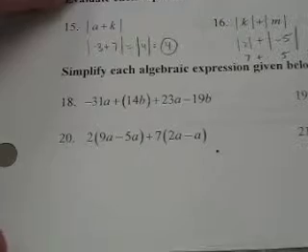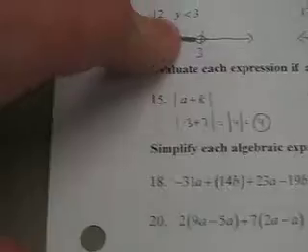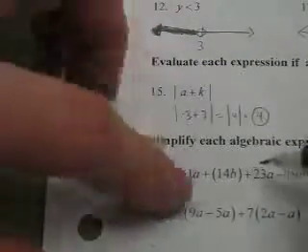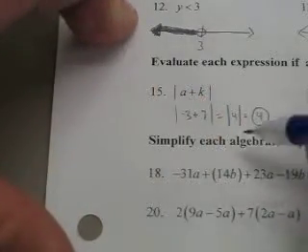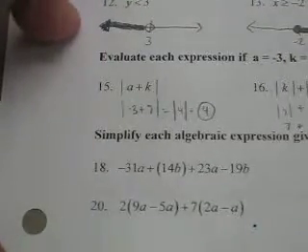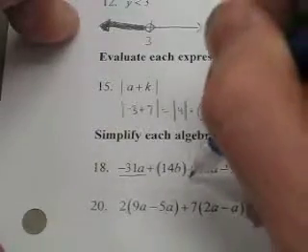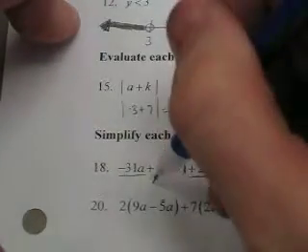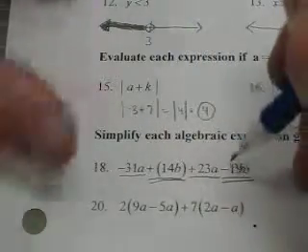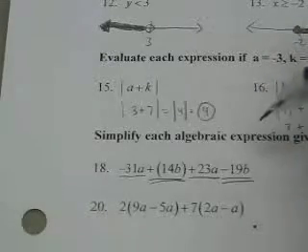Next section, 18 through 21. The directions say simplify each algebraic expression given below. On number 18, -31a plus 14b plus 23a minus 19b. All we need to do on number 18, it looks like all we have is addition, addition, subtraction. We need to combine any terms that are like terms. So -31a and 23a would be like terms. 14b and minus 19b, or you can think about that as -19b, are like terms.